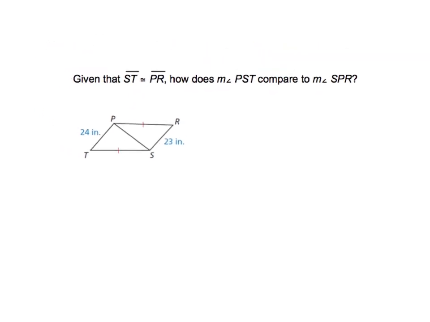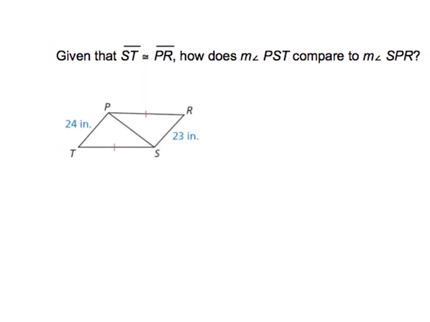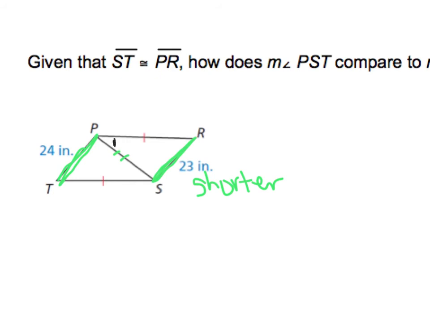So let's put a couple of these things into practice here. It tells us that ST is the same as PR. They are congruent. And we also know by the reflexive property that the angle there in the middle is the same. We have this side right here, and we're comparing it with this side. Notice that 23 inches is shorter than 24 inches. That's fairly logical, which means that for these angles, let's name them a little bit, we'll call this angle 1, and we'll call this one angle 2.